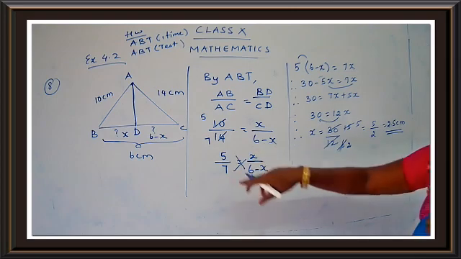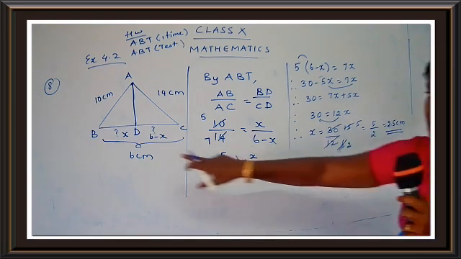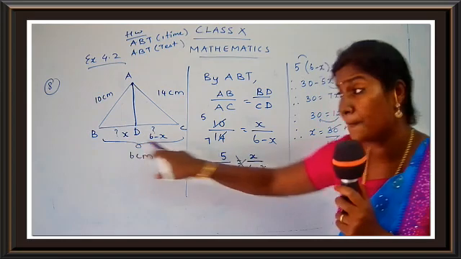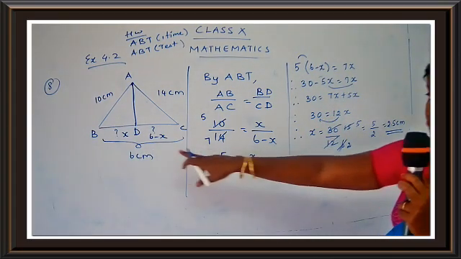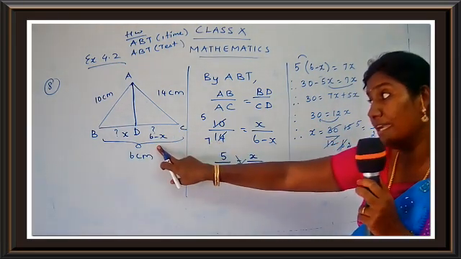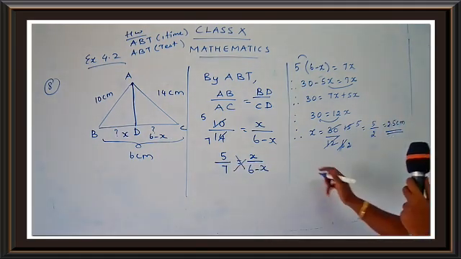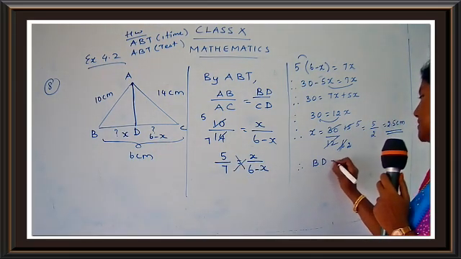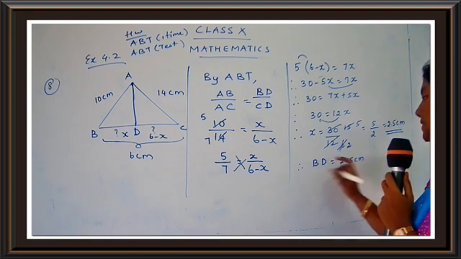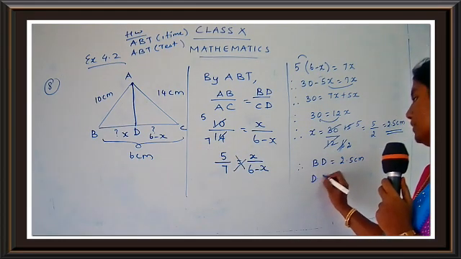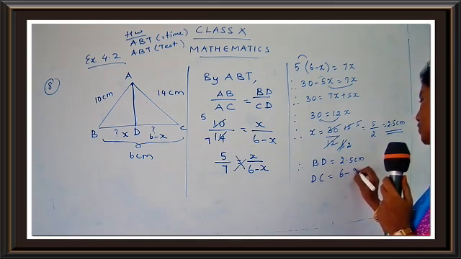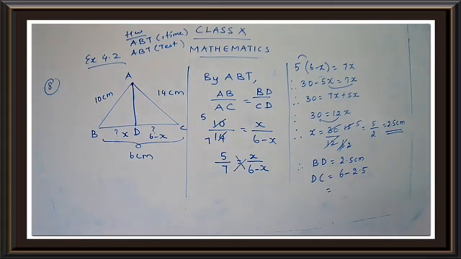I get the value for x. What is the value for x? It's 2.5. That is, I got the value for BD. So what is the value for BD? 2.5 centimeter. I have to find the value for DC also. How to find DC? 6 minus x. So write down here, therefore, BD is equal to 2.5 centimeter. I have to find out DC. So DC is equal to 6 minus 2.5, which is equal to, find DC children, 6.0 minus 2.5, 3.5. This is 3.5 centimeters.